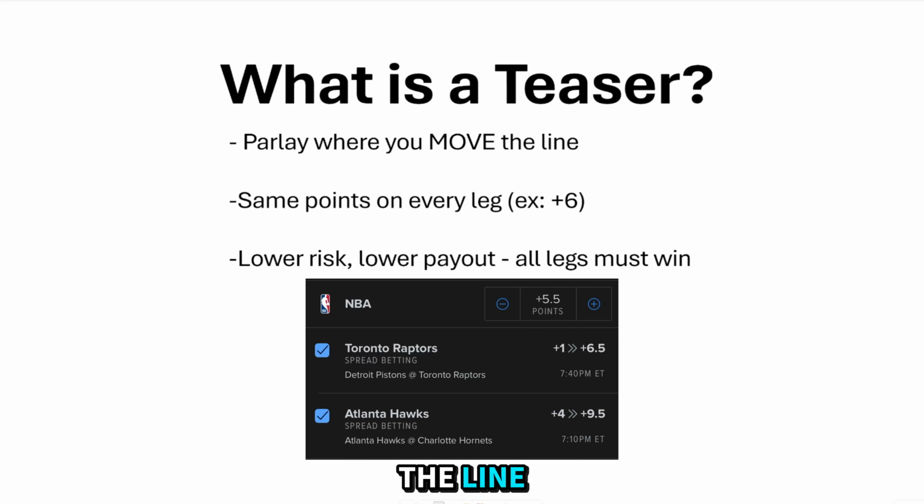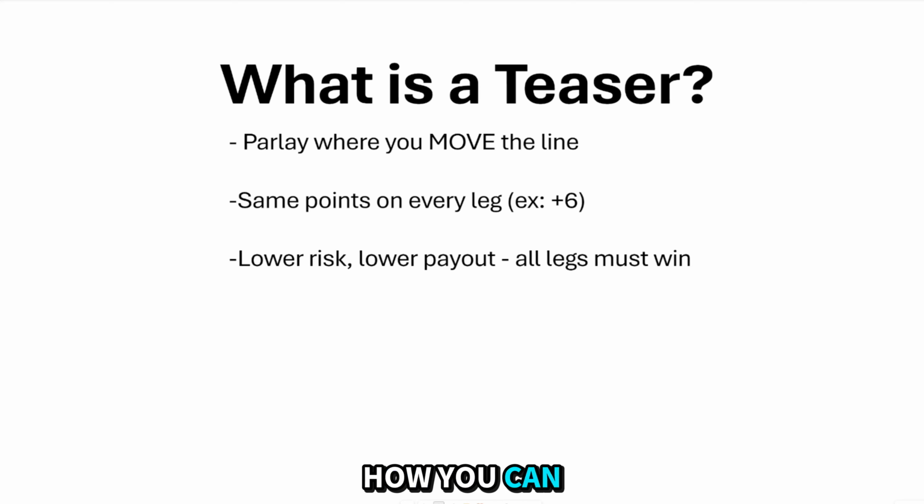You can move the line on every single bet that you choose, and you move all the lines at once. You can choose a 5-point teaser, 6-point teaser, you can do a 4-point teaser, but I'm going to show you how you can use this to your advantage in order to get an edge on the sportsbook. Teasers are lower risk on individual legs, but you're going to have a little bit of a lower payout. Like parlays, all legs must win.